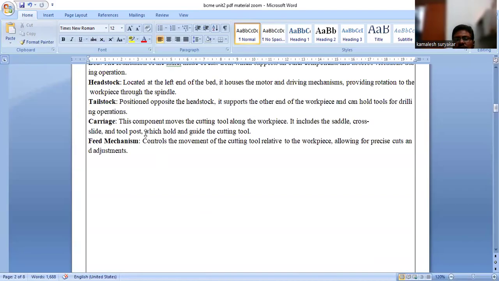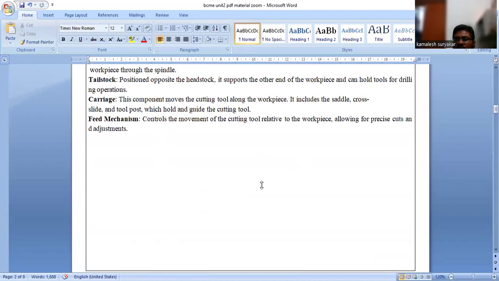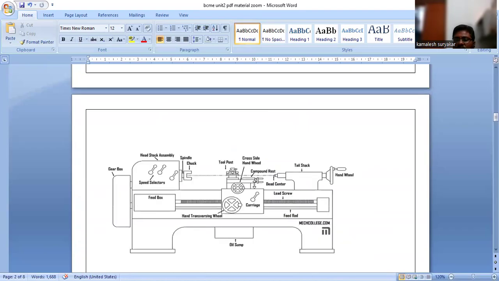Now the tailstock is positioned opposite to the headstock. It supports the other end of the workpiece. If in any process we have to hold the workpiece from the other side, then the tailstock will come here and hold the workpiece from the other side.